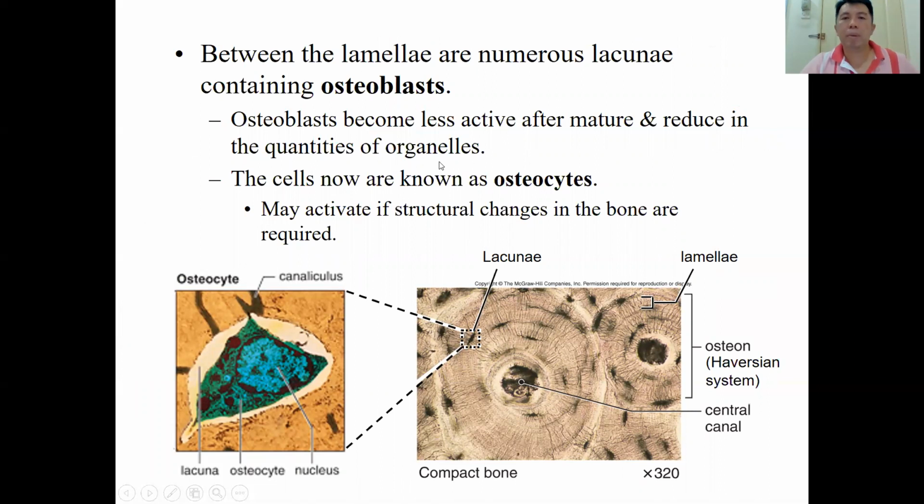Between the lamellae are numerous lacunae, which contain the osteoblasts. Osteoblasts become less active after maturing and reduce in the quantity of organelles. So the starting cell is the osteoblast, and after that it becomes the osteocyte. Osteocytes just maintain the bone when the bones become mature, but may activate if structural changes in the bone are required. For example, if you have an injury like a bone fracture, the osteocyte will be activated to produce more matrix.